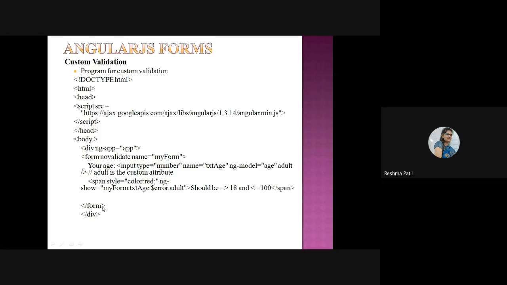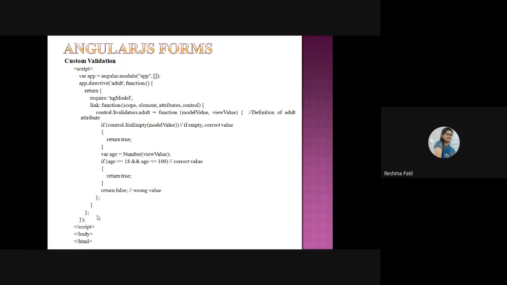This is the script tag. Here we have to create that attribute. Here we have to write the function for the attribute. So here this is your Angular model. For creating the attribute, write this statement app.directive. Inside this, the custom attribute name we have to write here. Then function.